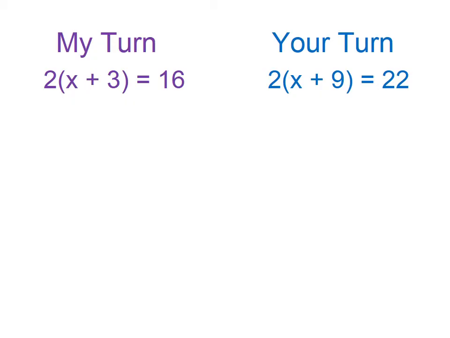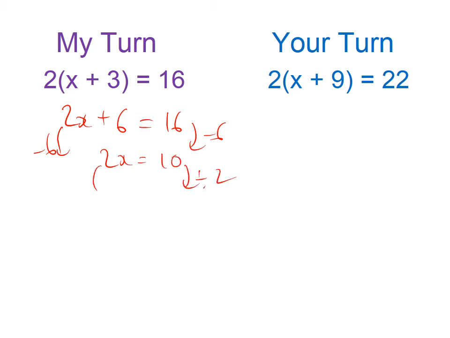Whenever you see a bracket in an equation, the first thing you need to do, please, Year 9, is expand or multiply out the bracket. And the way that we do that is we multiply everything inside the bracket by what we have on the outside. So here we've got 2 times x, which is 2x, 2 times 3, which is 6, equals 16. And now we have a familiar two-step equation. Let's get rid of that 6. And then let's divide by 2.